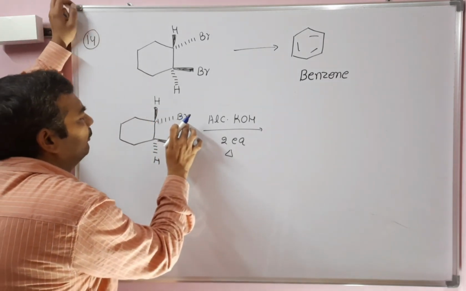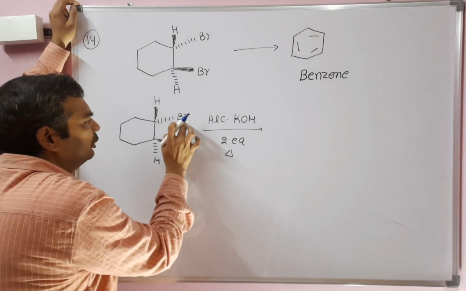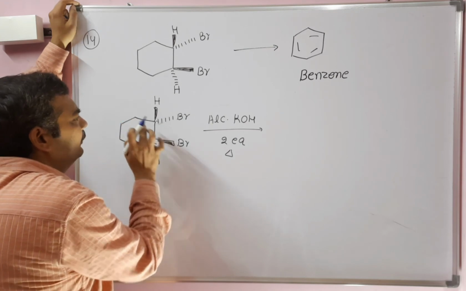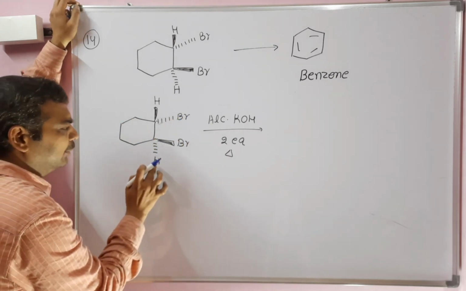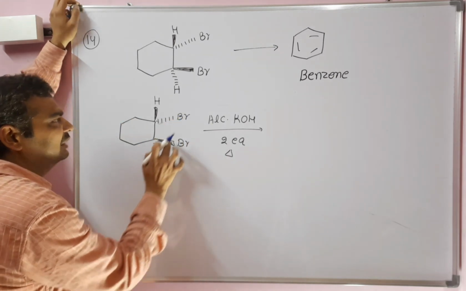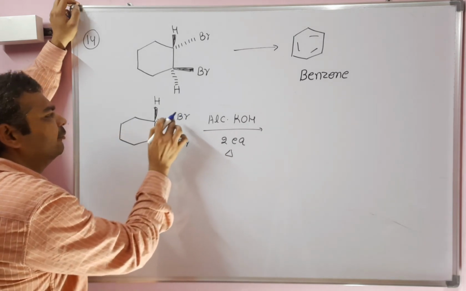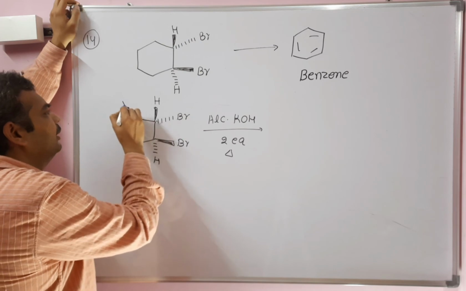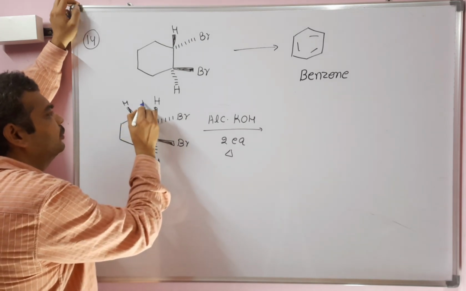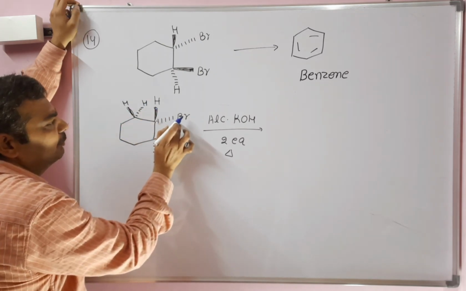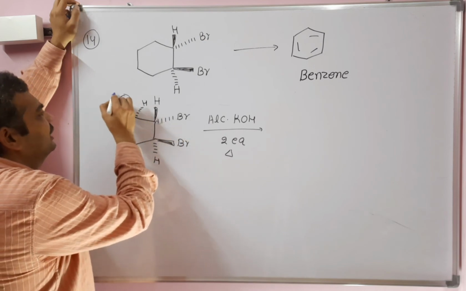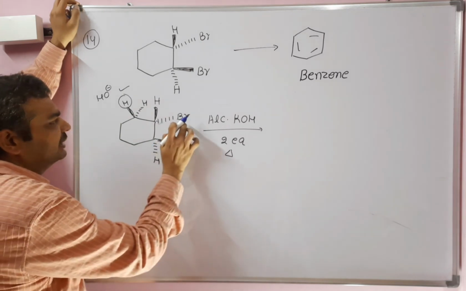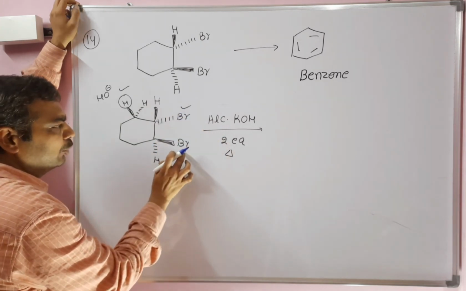For this bromo, which is below the plane, the adjacent carbons have this hydrogen and this hydrogen. It is not possible to abstract this hydrogen because these two are in the same plane. For this bromo, it is possible to abstract a hydrogen here. Since this is below the plane, the base, OH minus, will abstract this proton.